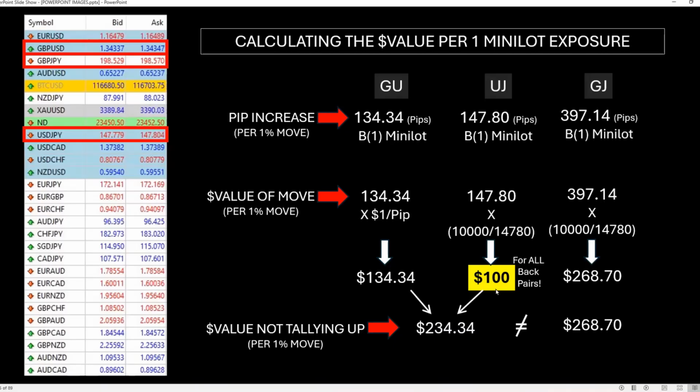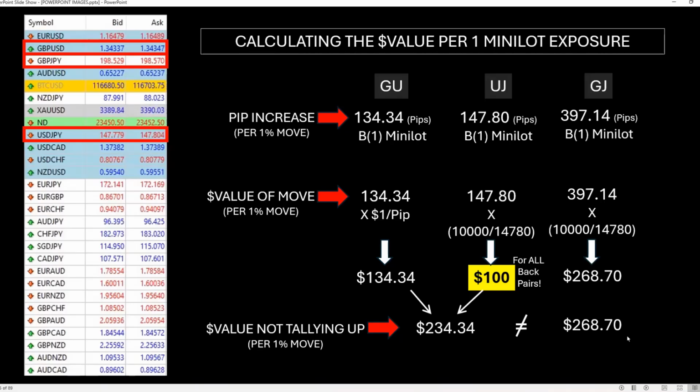Now for this, of course, again, with the same pip value as the other parent pair, this will come to $268. Again, they do not tally up. When you add the dollar values for the parent pairs, they do not tally up with the cross pair.